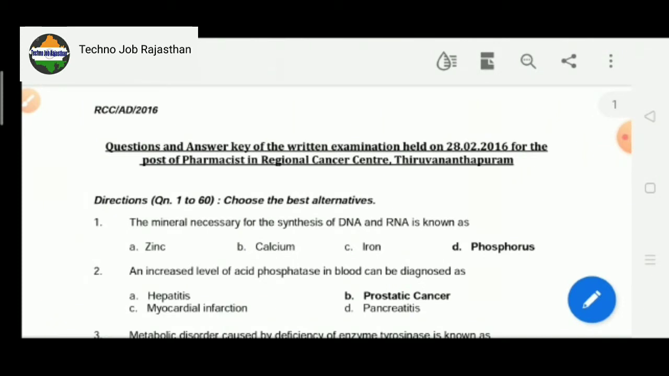Myself Priya. Today we are going to discuss the previous year pharmacist question paper. Actually, this question paper is also helpful for other paramedical examinations. So let's begin with question number 1.